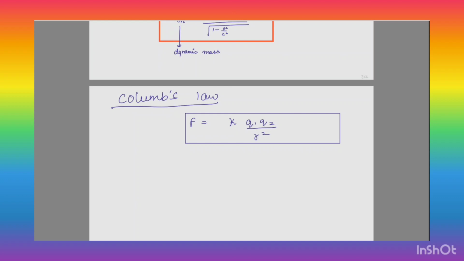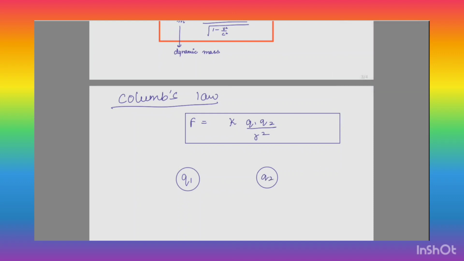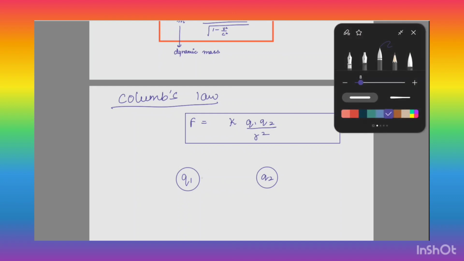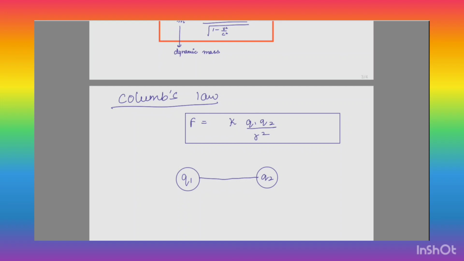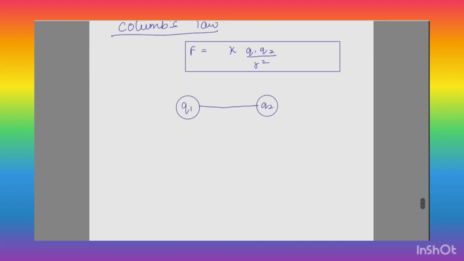If we have two charges Q1 and Q2, there will be a force existing between the two charges. It may be attractive or repulsive depending upon the nature of the charges. As I have told you earlier, same charges repel each other and opposite charges attract each other. Therefore, a force exists between them. It may be attractive or it may be repulsive.